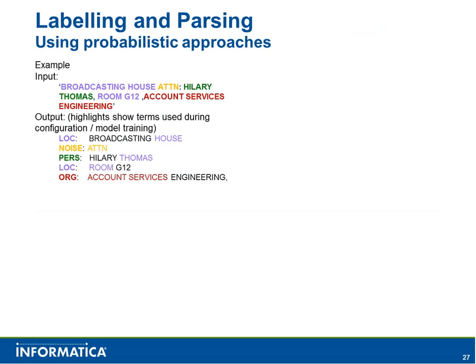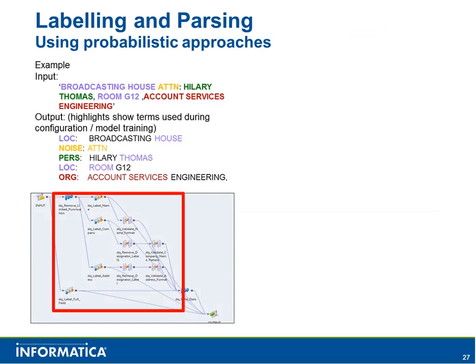So basically what we want to output is the information below. We want to output the location, the person's name, the location for the room, and then an organization as well. So this would have been a typical mapping that we may have had to produce to do this before. We have a number of labelers in there, standardizers, etc. We're also going to have to parse information probably prior to that.